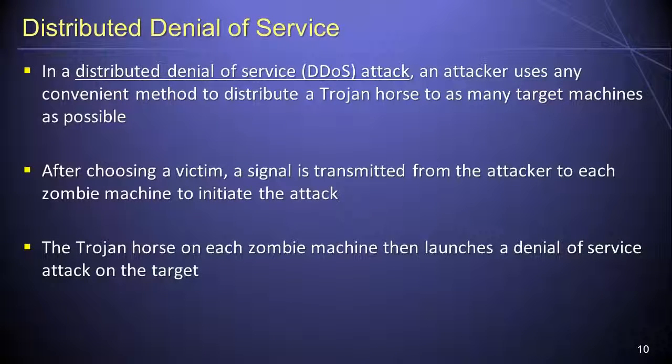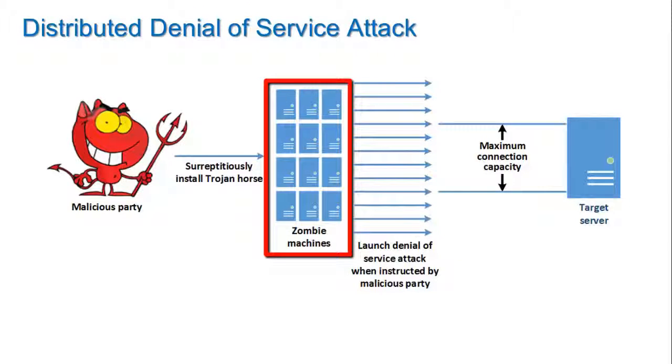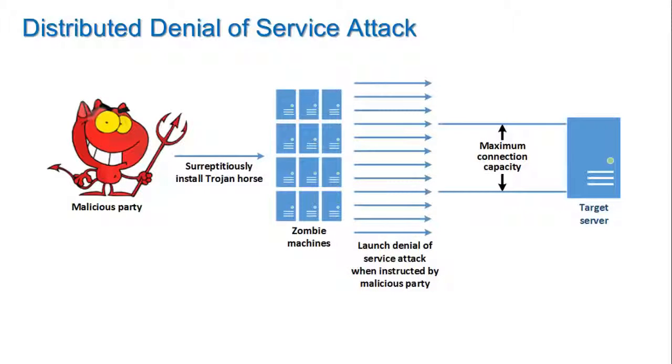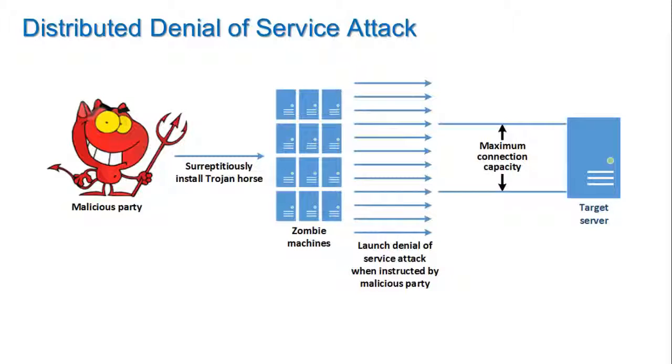In a distributed denial of service, or DDoS attack, many different machines, often numbering in the thousands or tens of thousands, are used in an effort to disable or cripple a target server or network. Prior to launching the attack itself, a malicious party will use any convenient method to distribute a Trojan horse to as many target machines as possible. Each of these target machines then becomes a zombie and can be controlled remotely by the malicious party. After choosing a target, a malicious party transmits messages to each zombie machine, instructing it to initiate the attack. The Trojan horse on each zombie machine then launches one or more varieties of a denial of service attack on the target server or network.